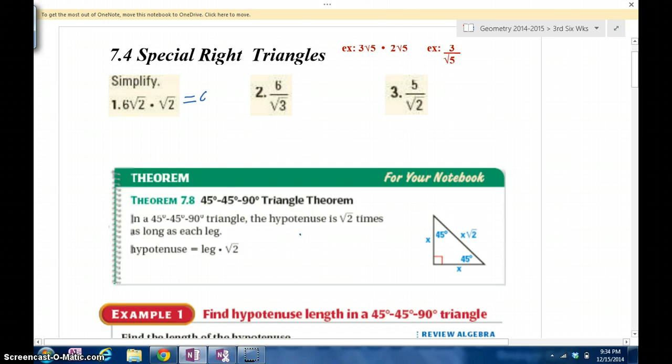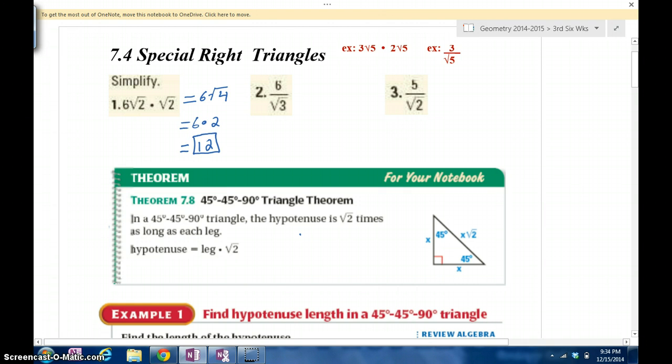Alright, and we get 6 times the square root of 4. We simplify the radical: the square root of 4 is 2, so that's 6 times 2. Multiply the 6 and the 2, and we get 12.